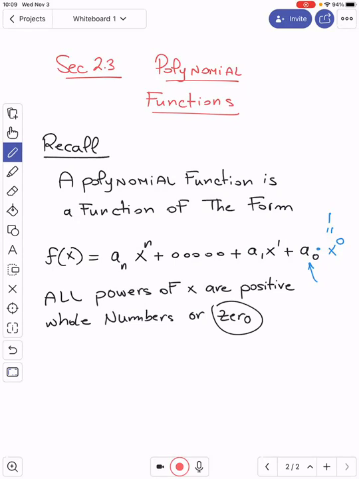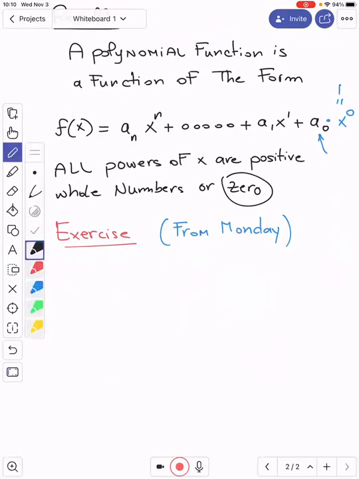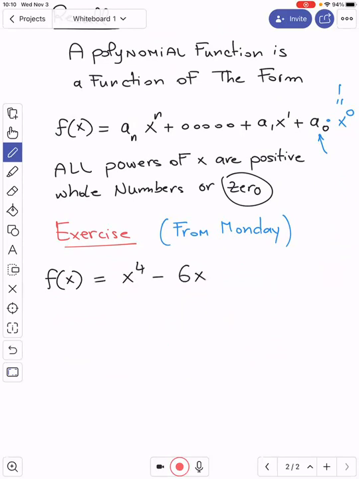Okay, and so we had an exercise, as I said, on Monday. So I'm going to do probably the first exercise. Okay, this is from Monday. We have the following function f. So f of x is x to the 4th minus 6x cubed plus 5x squared.